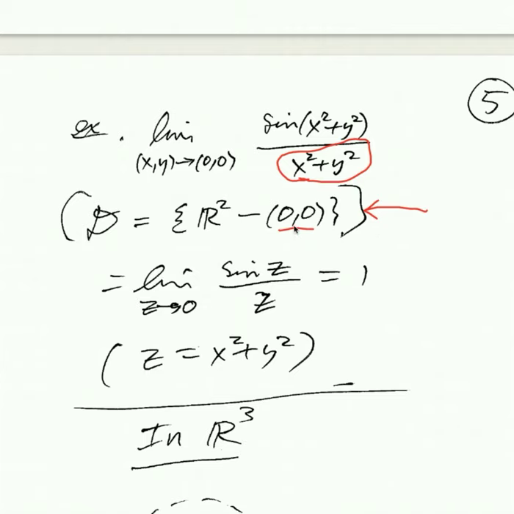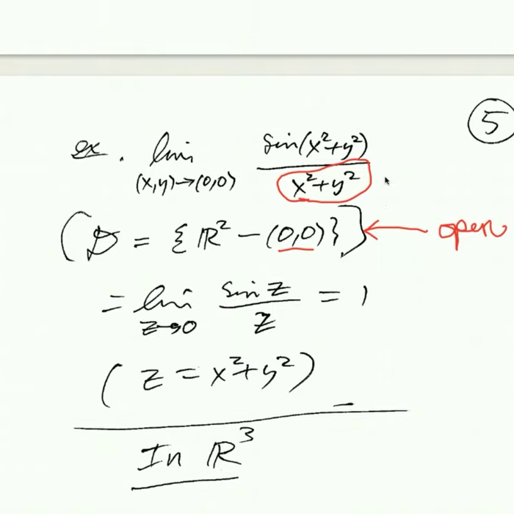Do you remember that a single point is closed? Okay, it is closed. And when I take that away from R squared, I'm taking a complement. So this must be what? Open. Okay, this must be an open set.